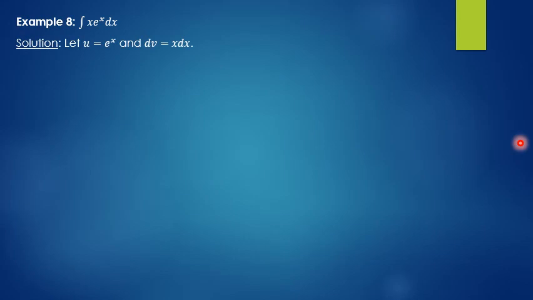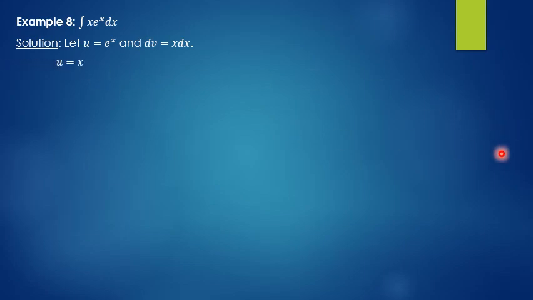So what we can do here is assign e to the power x as our u, and then the remaining x and dx will be assigned as our dv. Now, if we look at the formula for the integration by parts, what we needed are u, du, dv, and v. So if we get the derivative of u, we will be able to get du. And if we get the integral of dv, then we will be able to get v.